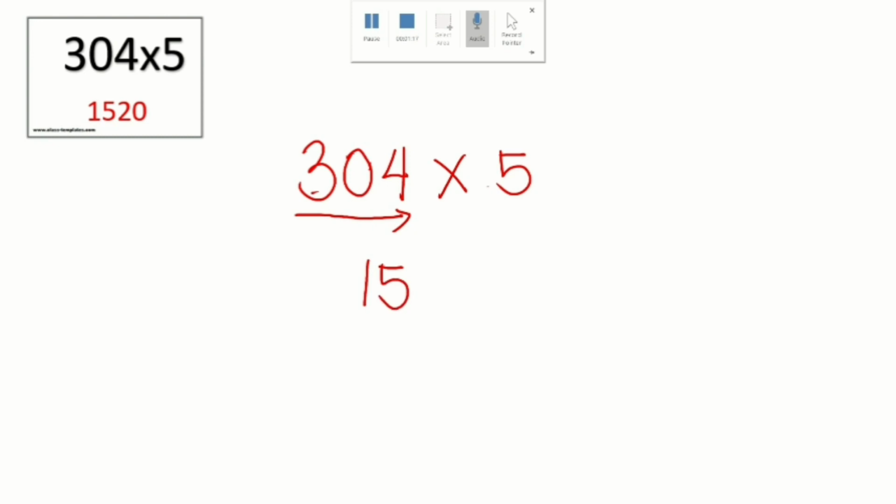We have here 304 times 5. Using the mental math or left to right technique, we will multiply 3 times 5. The answer is 15. 0 times 5, that is 0. Then 4 times 5, the answer is 20. But instead of writing 20, we will write 0 and then carry 2. Then we just add. So the answer now is 1,520.